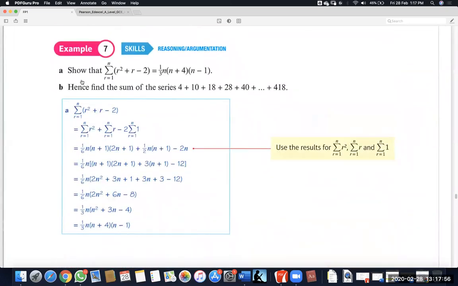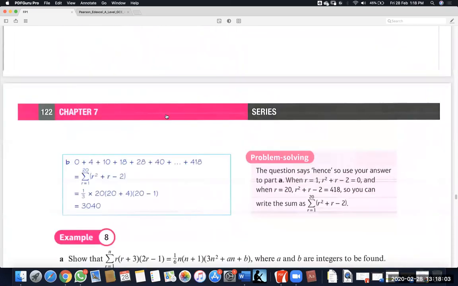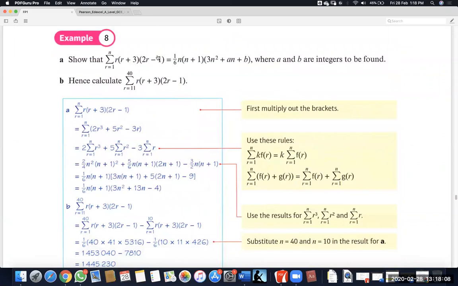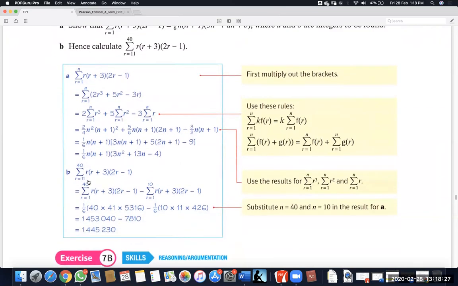And then for example 7, the same. Then let's have a look at example 8. You just expand everything, and then substitute summation r cube, summation r squared, summation r. You get this one, and then you can find a and b. And for this one, it's not from 1 to 40, it's from 11, okay? So starting from 1 to 40, minus 1 to 10. Okay, not difficult.